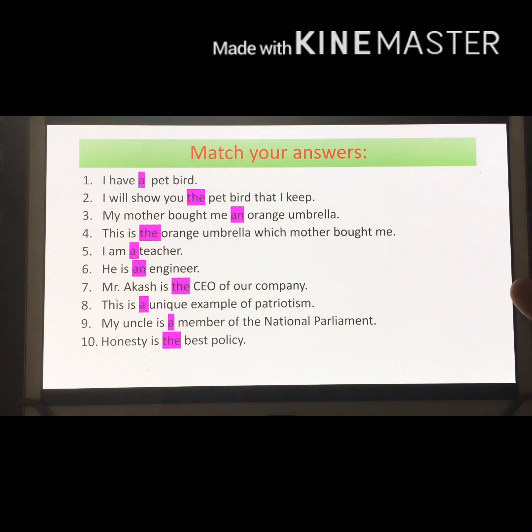I am a teacher. He is an engineer. Mr. Akash is the CEO of our company. So it is the name of the position, a particular position. That is why in number 7 the is used. Number 8, this is a unique example of patriotism. My uncle is a member of the National Parliament. Honesty is the best policy. So here in number 10, the best policy is specified. What is the best policy? It is honesty. So the is used here.